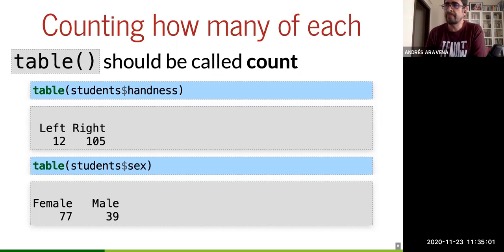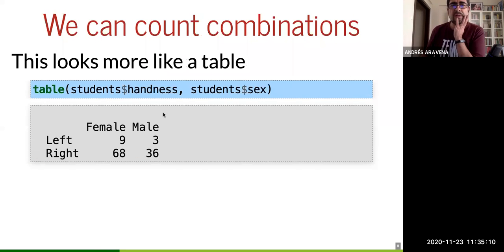What else? We can also, and this is when things start to be interesting, ask for combinations. Here, I am using the same command table, but I put two variables, the handedness, left and right, and the sex, male or female, separated with a comma. And now you understand why the command is called table, because it gives you a table that essentially says there are 9 girls that write with the left hand, 3 boys that write with the left hand, and 68 girls writing with the right hand.